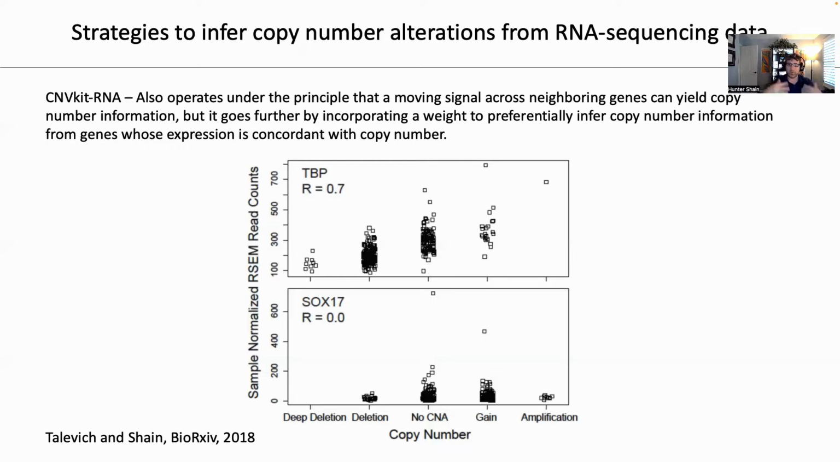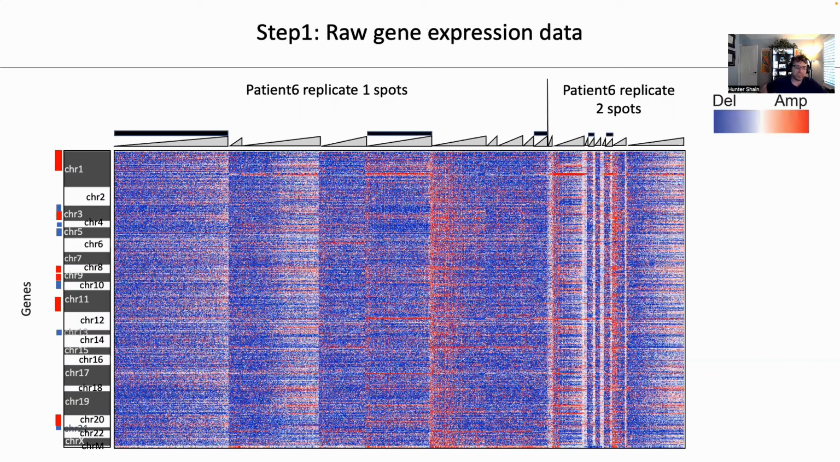And so what CNVkit-RNA does is it does calculate a moving average, technically a moving median of gene expression across the genome, but it weighs each gene proportional to how informative it is based on these correlations from an independent data set, which is the Cancer Genome Atlas project. So I want to walk you through each individual step. And we could start with the raw gene expression values that I showed you in the introductory slide.